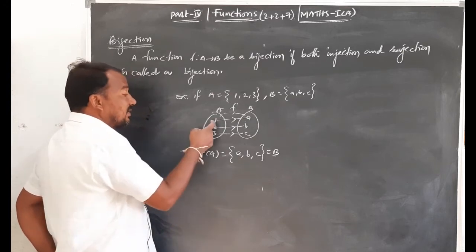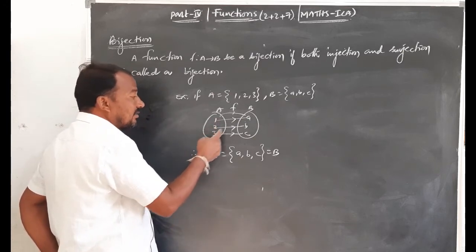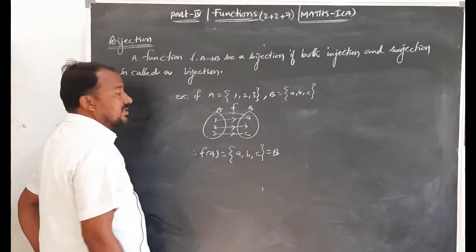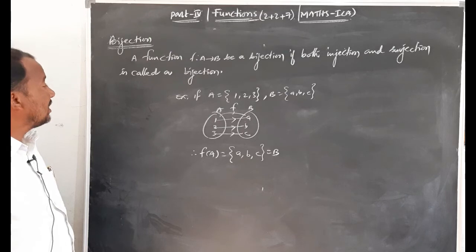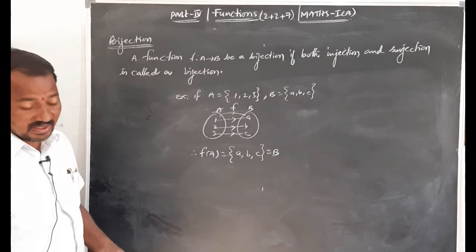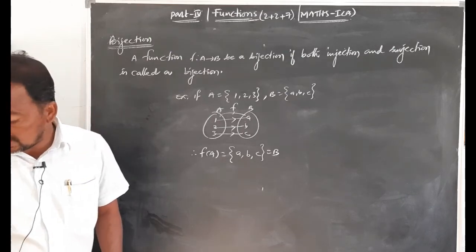Injection means different elements have different images, and since it is also a surjection, it is called a bijection.